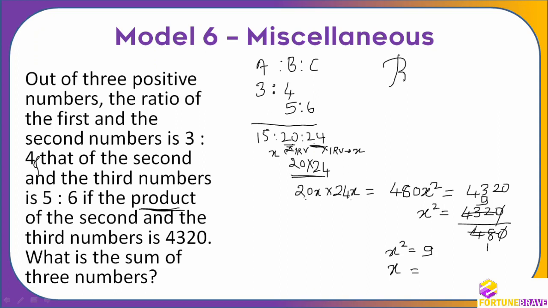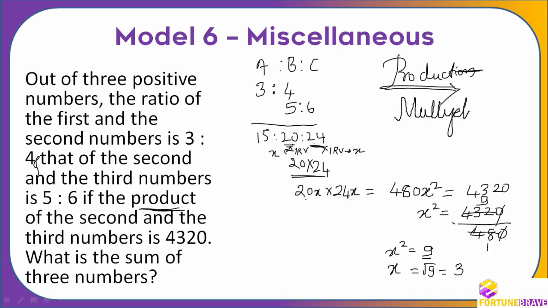Whenever there is product or multiplication, you have to remember the x value or the one ratio will not be 9. One ratio will be square root of 9, which is equal to 3. This is where only when it is a product, or the ratios are multiplied, or the numbers are multiplied, there will be a square, which we need to remember. This is the only thing that is different. If you remember this, you will be able to solve this very fast.